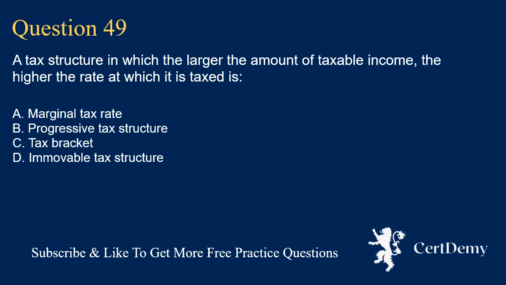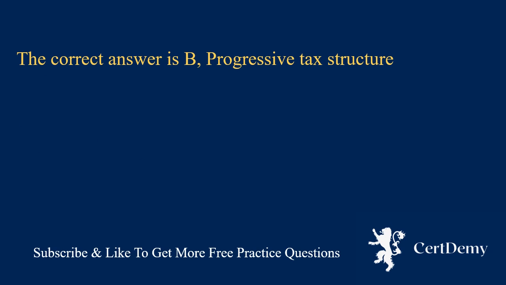Question 49. A tax structure in which the larger the amount of taxable income, the higher the rate at which it is taxed is A. Marginal tax rate. B. Progressive tax structure. C. Tax bracket. D. Immovable tax structure. The correct answer is B. Progressive tax structure.